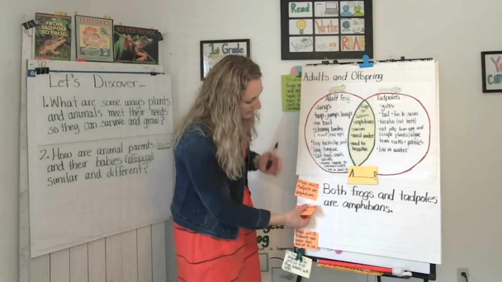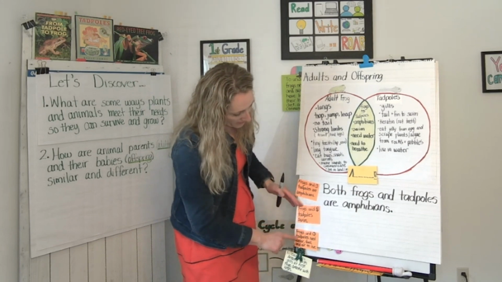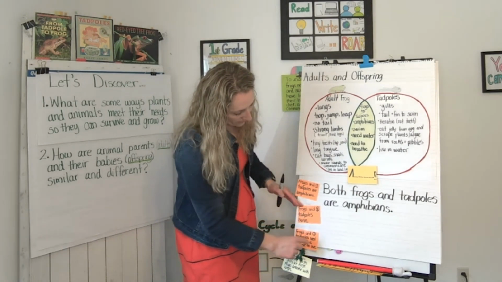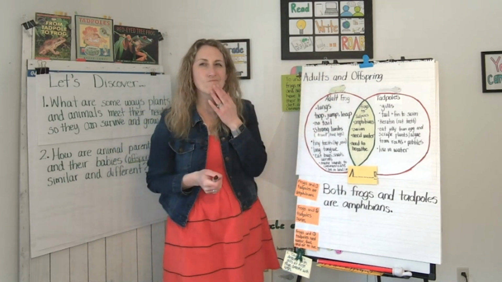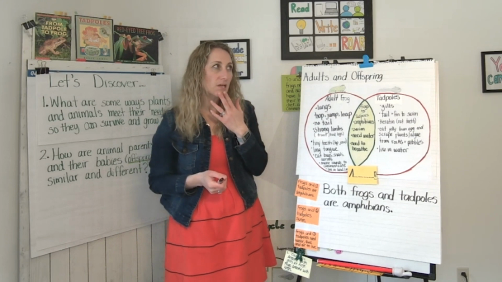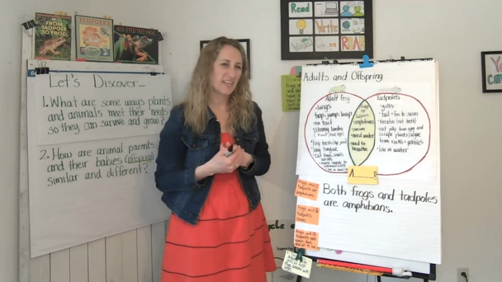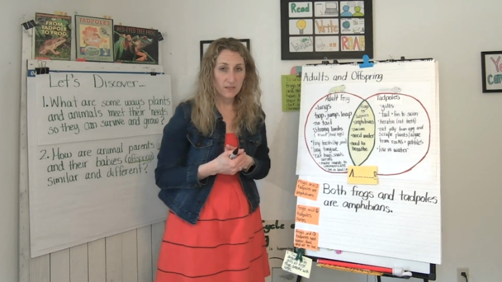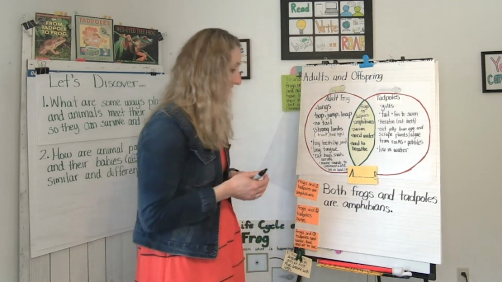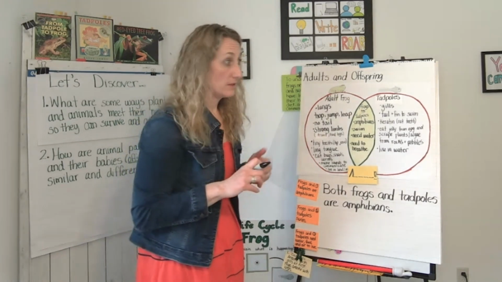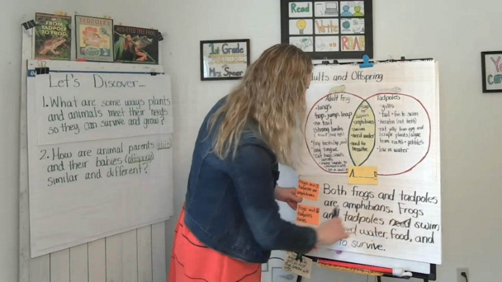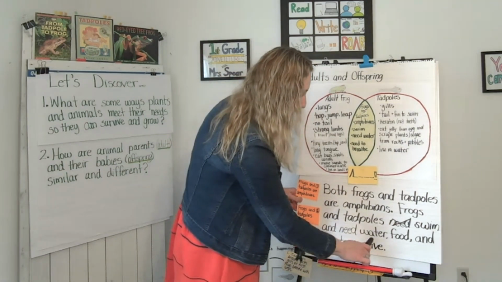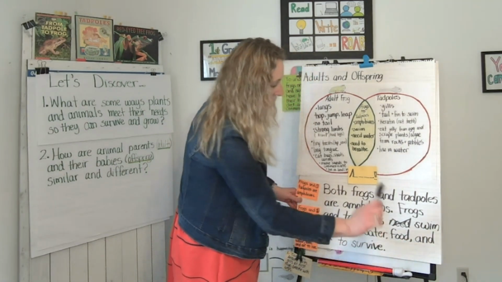Could we combine idea number 2 about them swimming and that they need food, water, and air? Could we put those two together and say something like, frogs and tadpoles swim and need food, water, and air to survive? Yeah, we could probably write that in one sentence, right? When we summarize, try to use as few words as we can. So let's do that. We're going to start again. Frogs. Let's read that sentence. Frogs and tadpoles swim and need food, water, and air to survive.